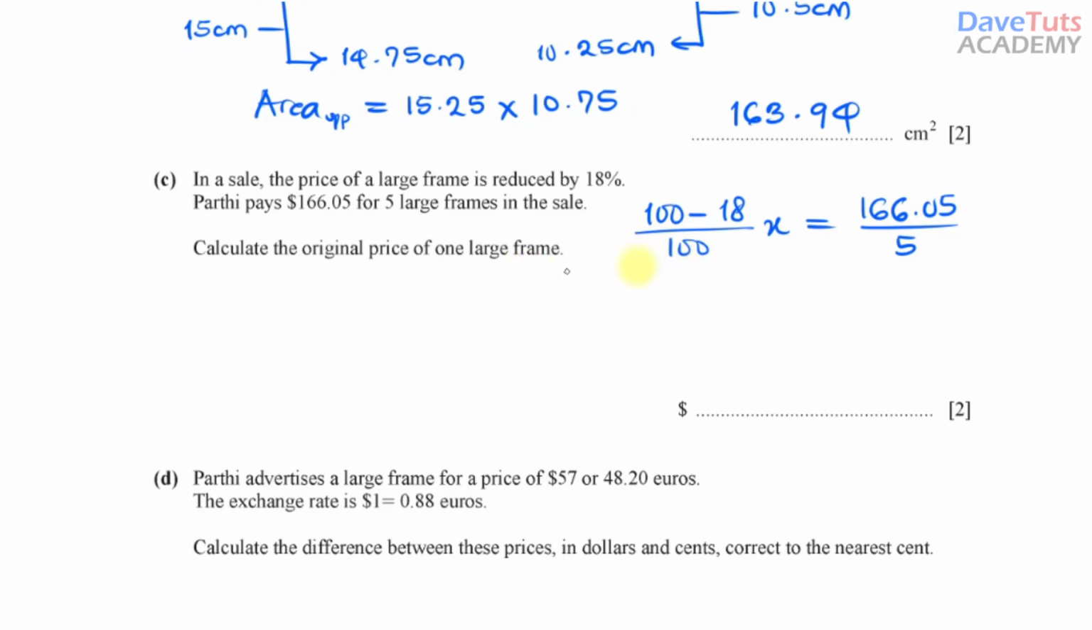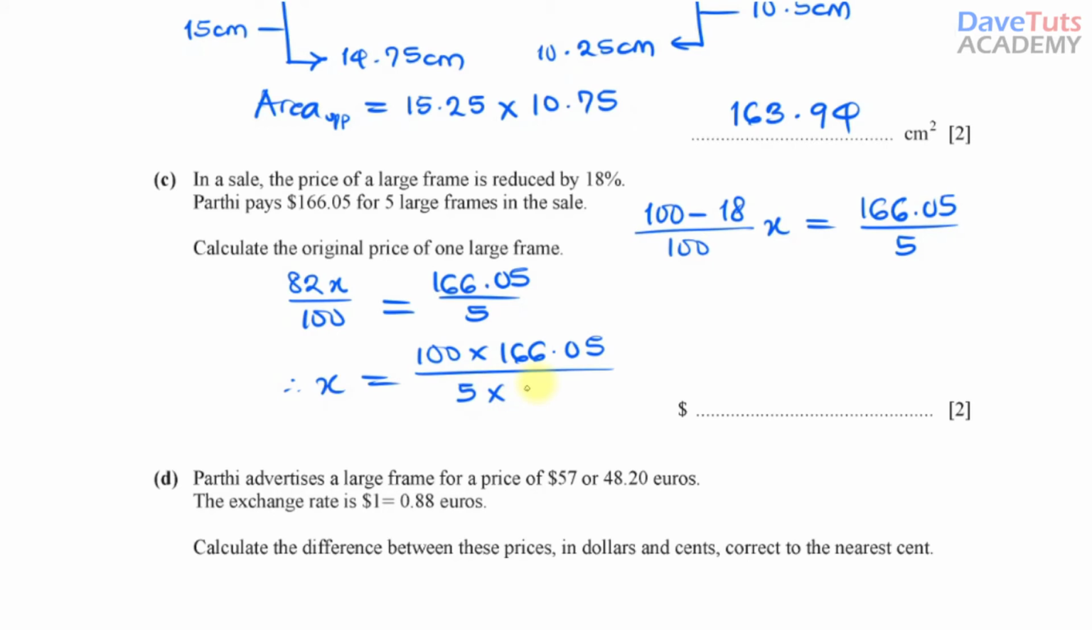So if we are to solve this, we can say this means 100 minus 18. What's 100 minus 18? That will be 82x over 100 is equal to 166.05 divided by 5, such that x in this case, if you cross multiply, will be 100 times 166.05 divided by 5 times 82.